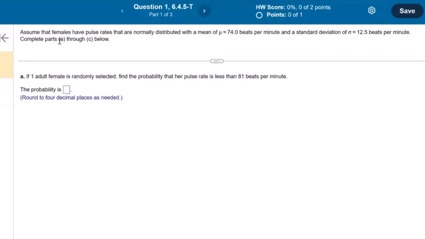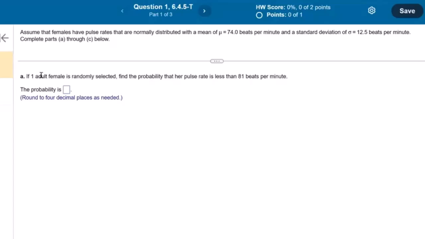Number one, assume that females have pulse rates that are normally distributed, with a mean of 74 beats per minute and a standard deviation of 12.5 beats per minute. If one adult female is randomly selected, find the probability that her pulse rate is less than 81 beats per minute. Do we need to use the central limit theorem, or do we use our regular normal distribution?